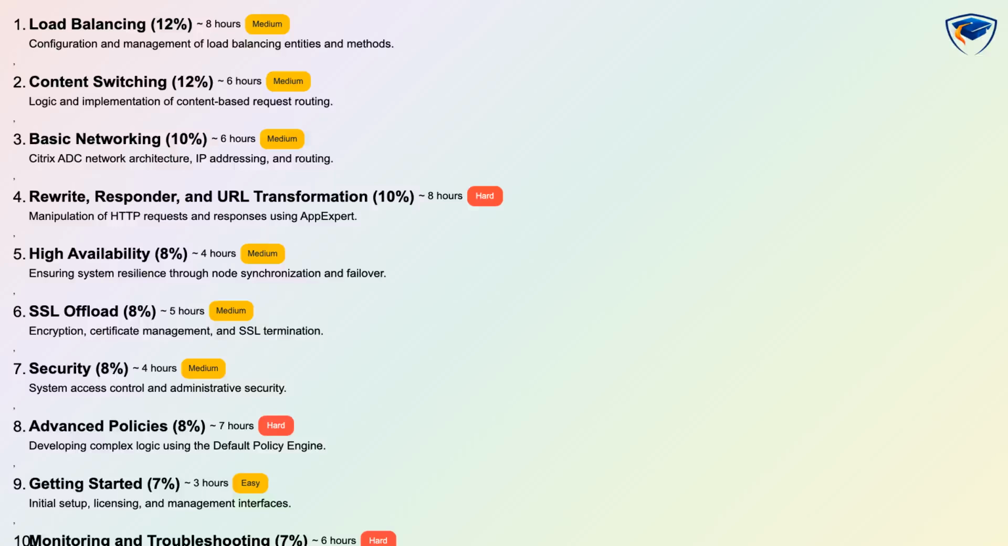Load balancing 12%, content switching 12%, basic networking 10%, rewrite, responder and URL transformation 10%, high availability 8%, SSL offload 8%, security 8%, advanced policies 8%, getting started 7%, monitoring and troubleshooting 7%, Citrix ADC platforms 5%, and classic policies 5%. The exam mixes hands-on tasks, conceptual questions, and scenario-based assessments to test practical skills and understanding.